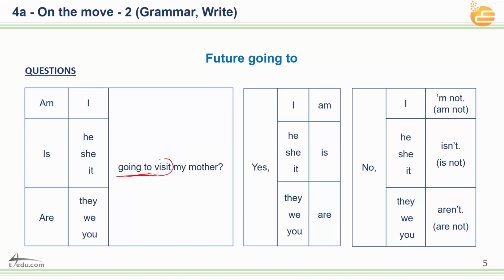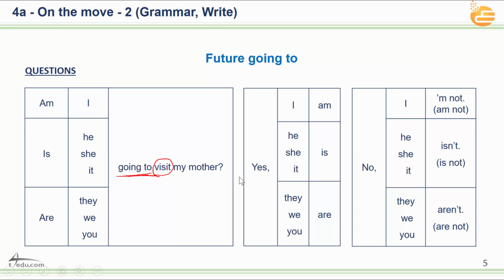Then the verb. So this one, it's the same. We don't change it with the affirmative sentence, with the negative sentence, with questions. So it's the same, but we have to change here. Okay? So the question will be, am I going to visit my mother? Is he going to visit my mother? Are we going to visit my mother?